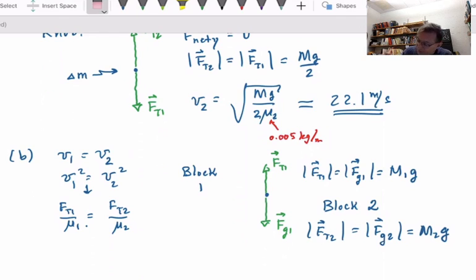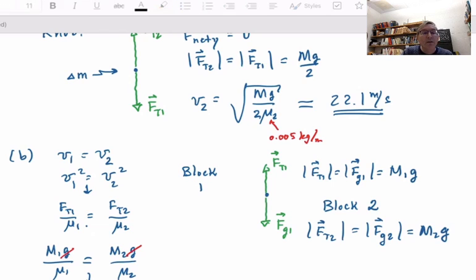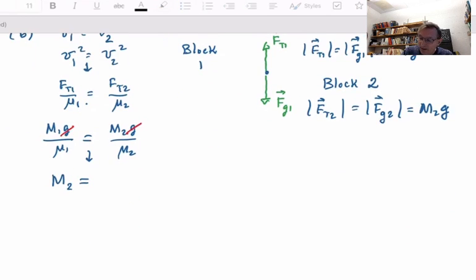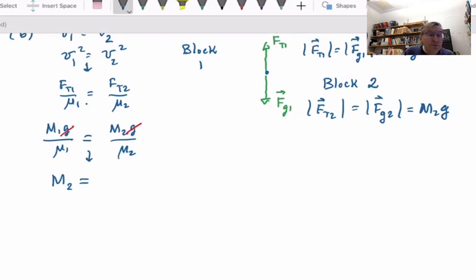So let's put those in for the tensions. On the left, for Ft1, I put in m1 g. So I have m1 g over mu1. And on the right, I have m2 g over mu2. You can divide both sides by g. And then I found it convenient, next step, to rearrange this formula as an equation for m2.